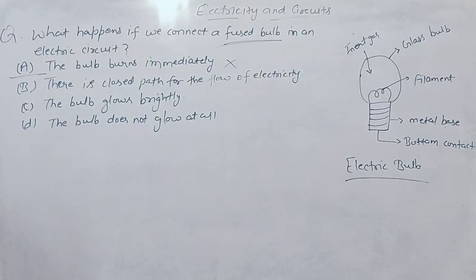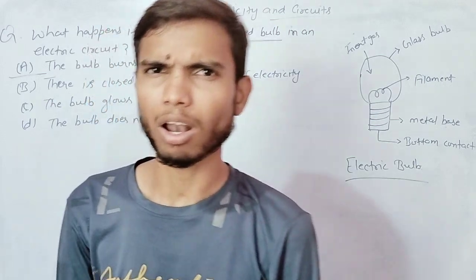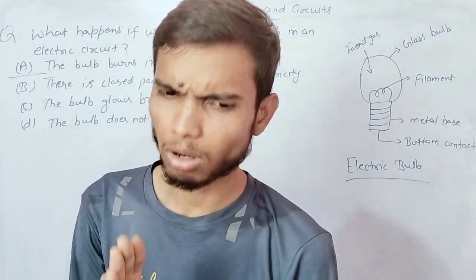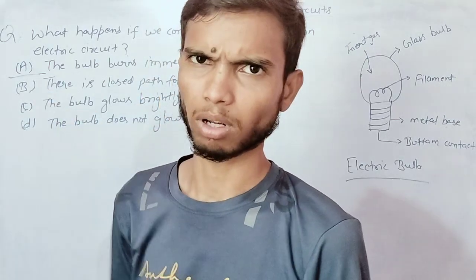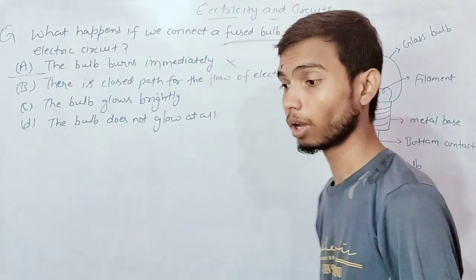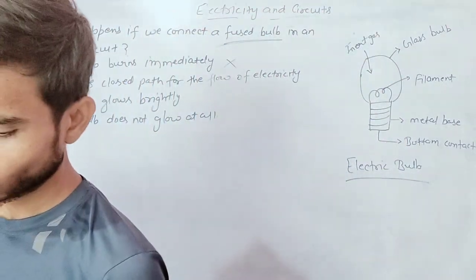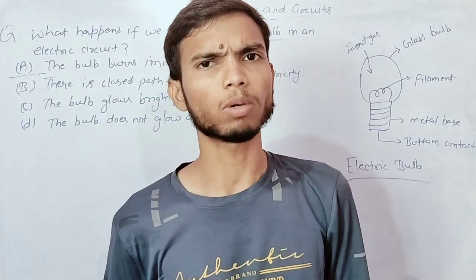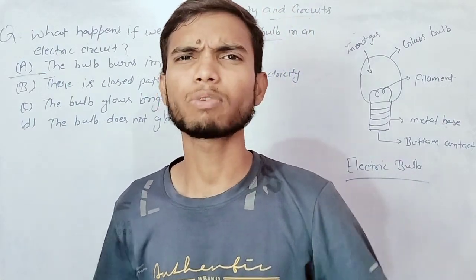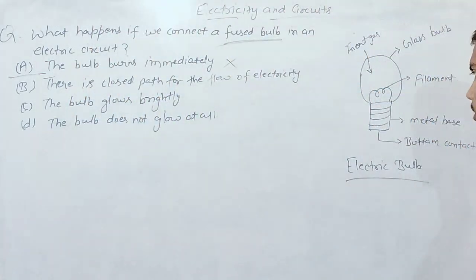There is a closed path for the flow of electricity? Of course, no. How will electricity pass through a fused bulb? If electricity can pass through a fused bulb, then we can say that the bulb is not a fused bulb. That bulb will work.